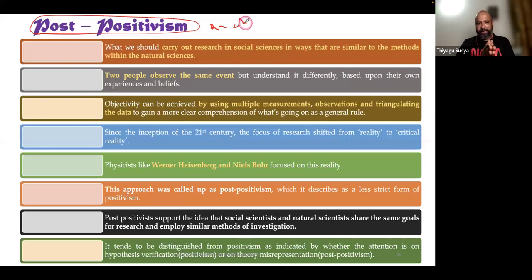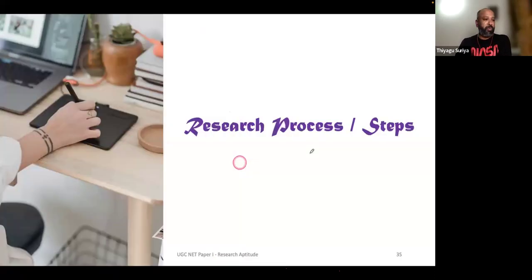Positivism talks about quantitative and post-positivism talks about qualitative. And post-positivism was given by Werner Heisenberg as well as Niels Bohr. These are the people who contributed to post-positivism and all. Okay. Now the research process. These are questions at least. One question may come in the first paper or second paper. Kindly check this, the research process.